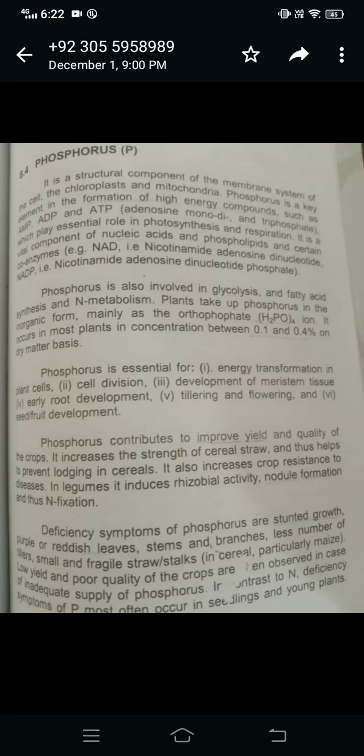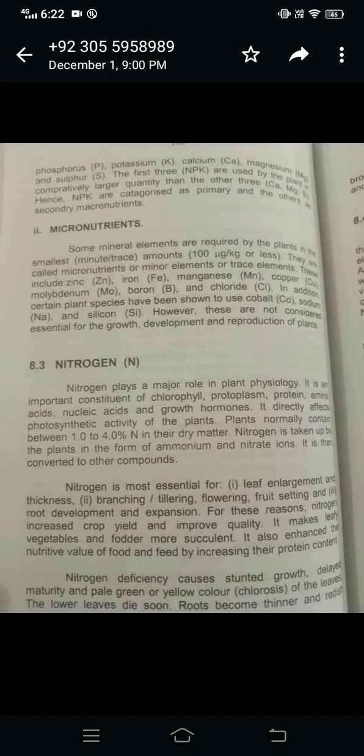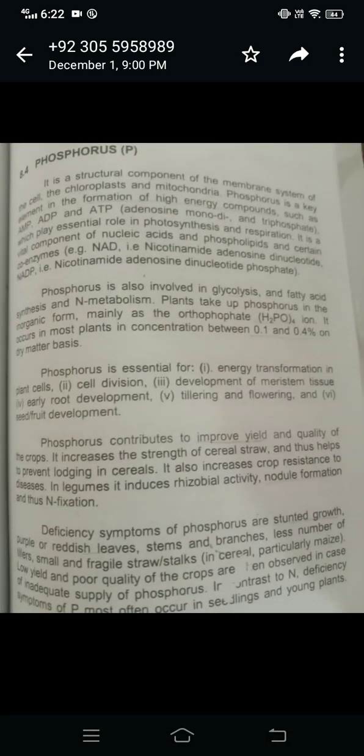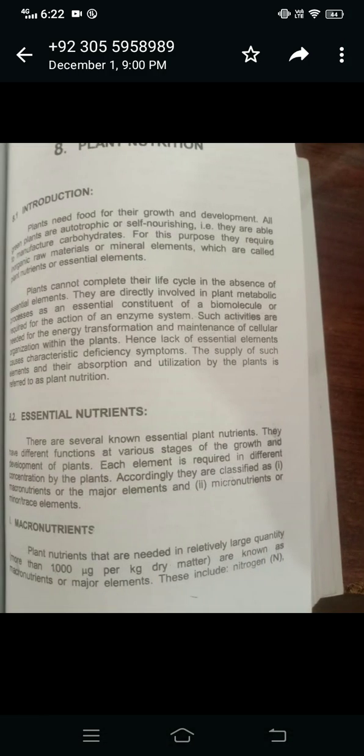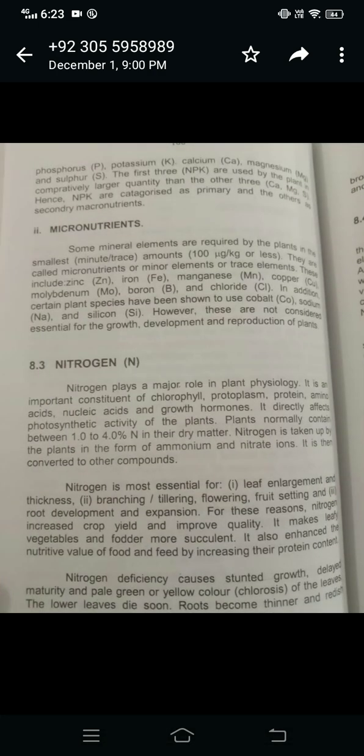I discussed in this topic the nutrition of plants. Plants have major nutrients for growth. The requirement of plants for major nutrients is nitrogen, phosphorus, and micro essential nutrients, micronutrients.